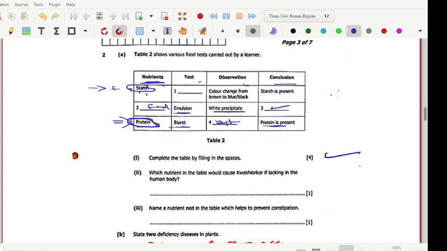Then from there, which nutrient in the table would cause kwashiorkor if lacking in the human body? It's proteins, you need to know. Then name the nutrient not in the table which helps prevent constipation. Those are fibers, like in mangoes, so you need to know all this.